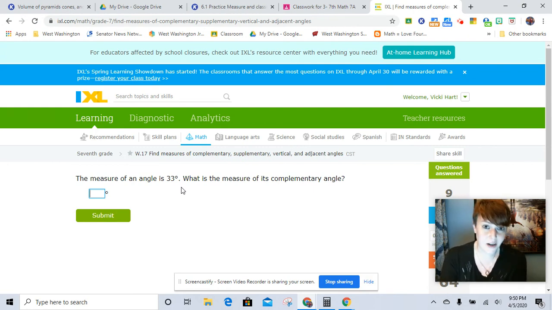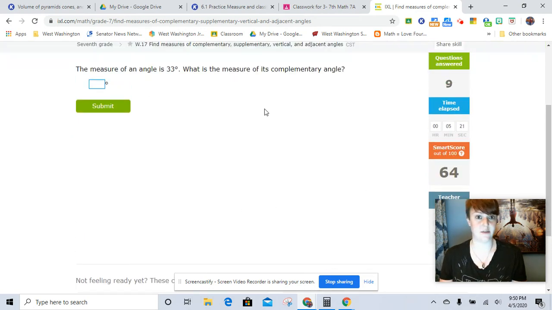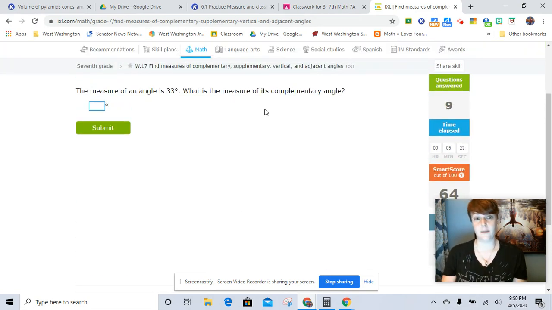I don't care if you guys use a calculator, because to me, it's more about you understanding the relationship of the numbers. So if you want to use a calculator, go for it. But here we are at 9 questions, and we're at a SMART score of 64. So I'm pretty sure you can get this done fairly quickly.